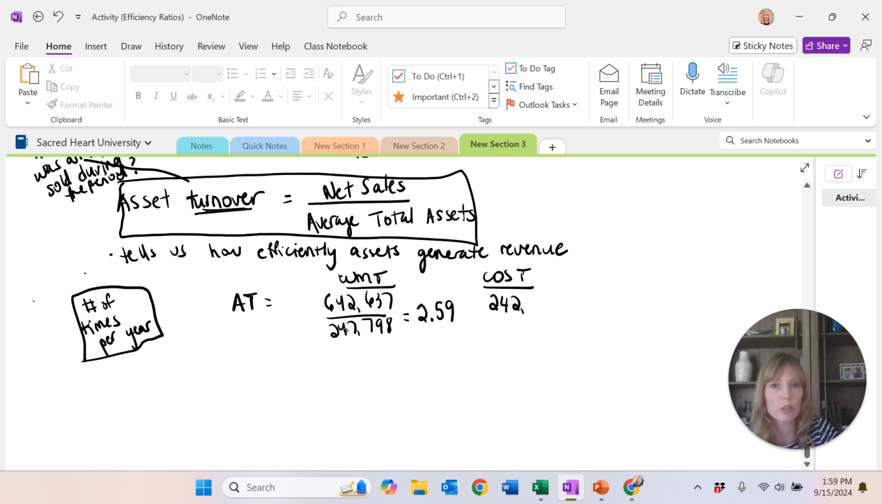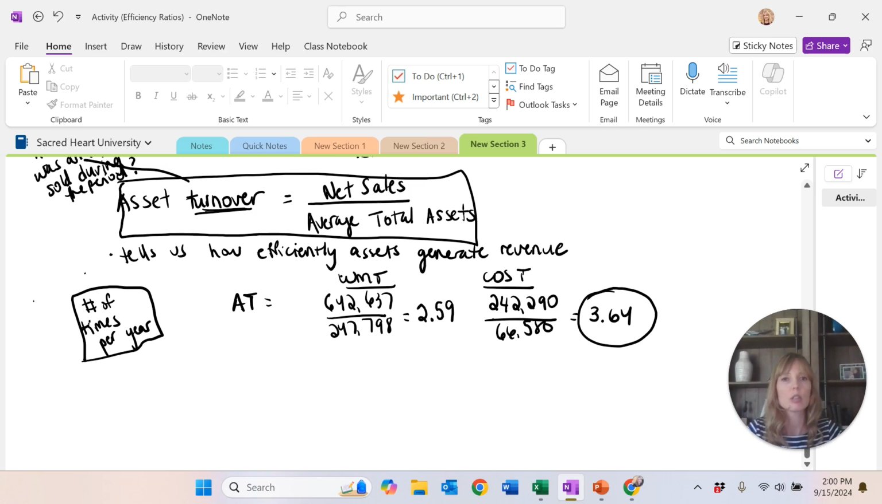Costco had sales of 242,290, based on assets of 66,580. And this works out to be 3.64. So we can see their assets were sold 3.64 times, or sales revenue was 3.64 times higher than assets. So clearly Costco was doing a much better job generating sales dollars from its assets.